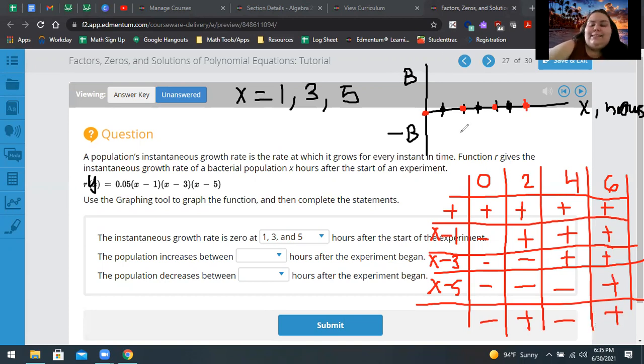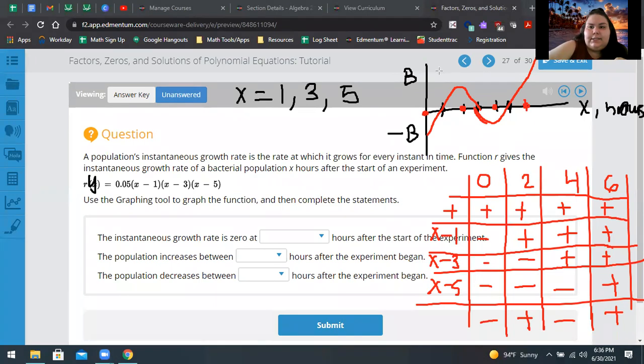Now I can roughly estimate, it doesn't have to be exact, or if you want it to be exact, you can use a graphing calculator. This is coming from the negative side, and from 1 to 3, it's going to be positive. And then it's going to be negative, and then positive again. So now the population increases. When is my population increasing, between what and what? If you think about it compared to the zeros, it's going to be 1 and 3. That's the only time it is increasing.